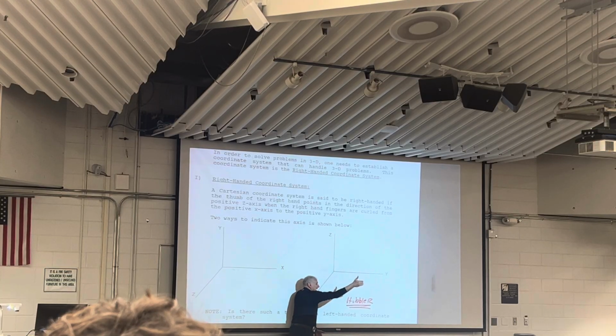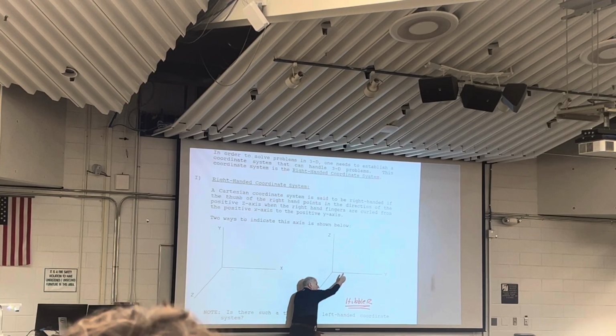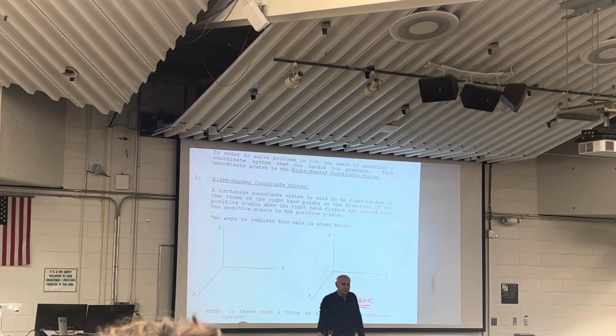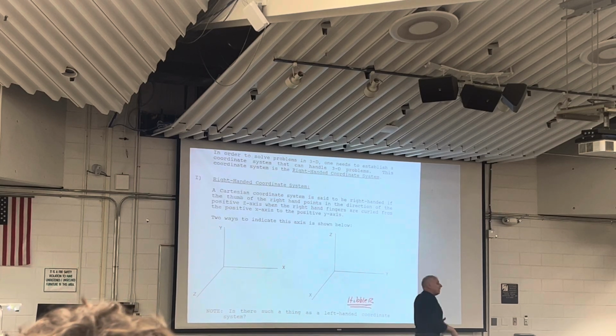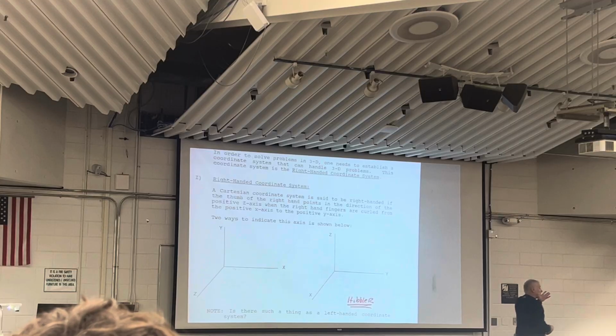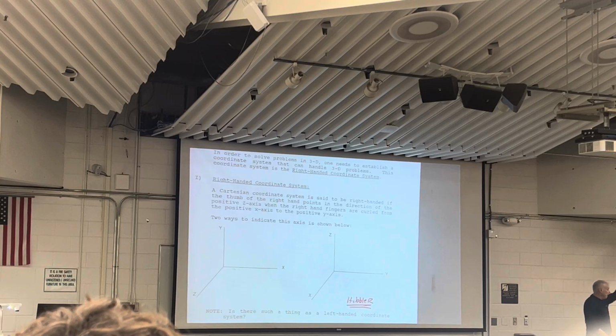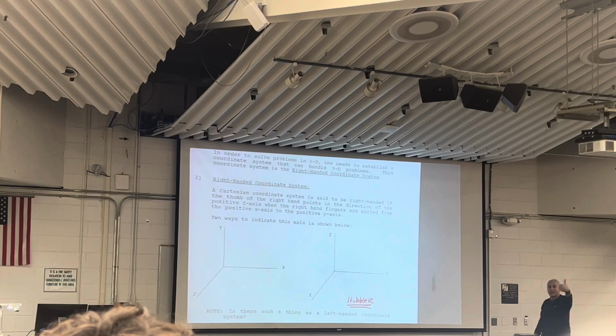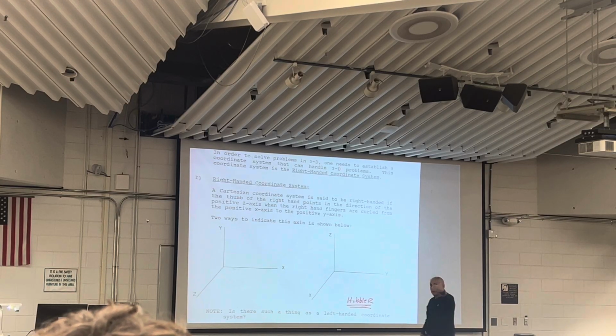Curl it to the second, which is the Y. My thumb points in the Z. Okay? That's a right-handed coordinate system. Is there such a thing as a left-handed coordinate system? Yes. Take your left hand, place it here, curl it. There's your thumb pointing in the Z direction if it's the left-handed coordinate system.